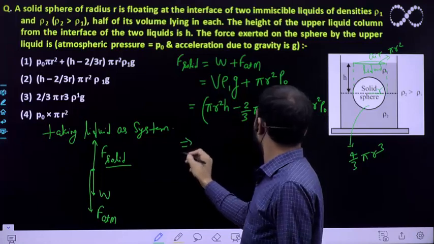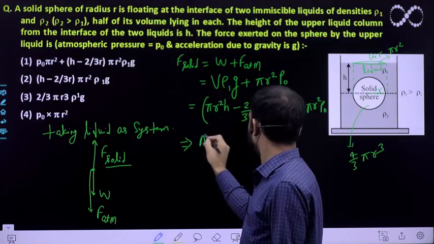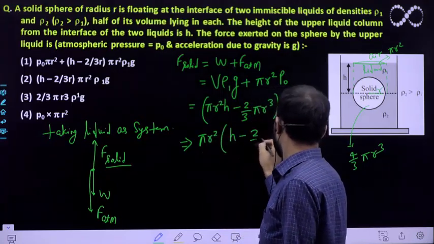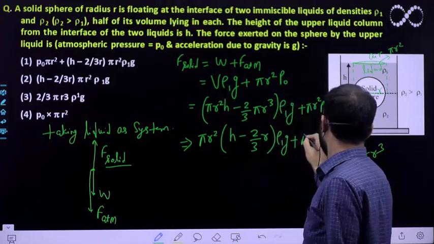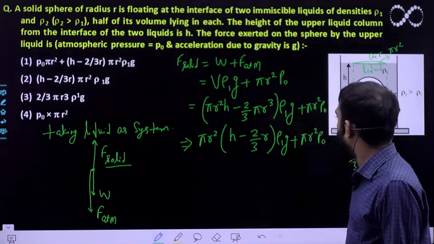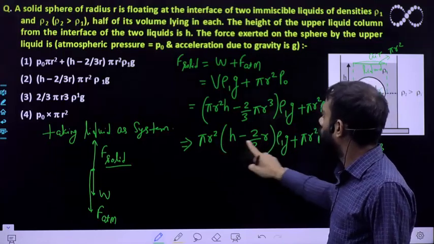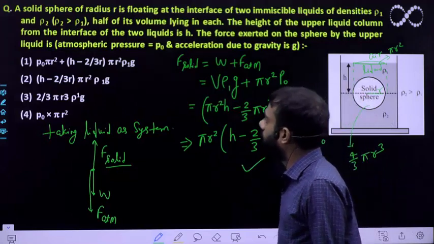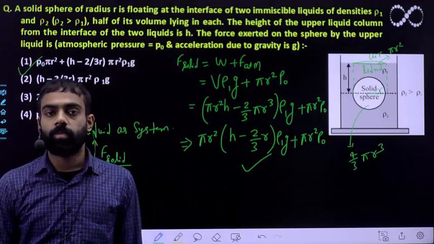So what can be taken out from here? Pi r square I can take out common, so that will become pi r square times h minus 2 by 3 r, into rho 1 g, plus pi r square P naught. Okay, so let us see which option matches. H minus 2 by 3 r, pi r square rho 1 g plus P naught pi r square. You can see option 1 is correct, it is matching. Okay students, I hope you understood this question.